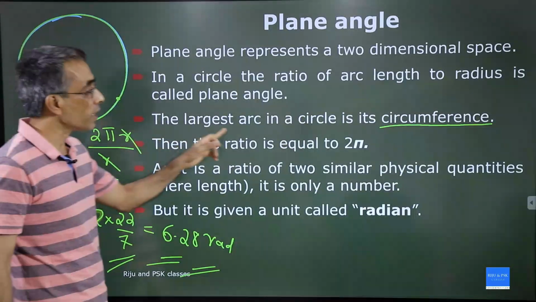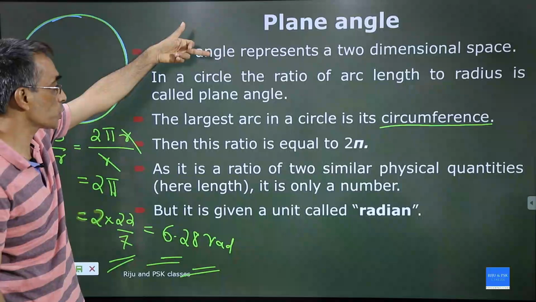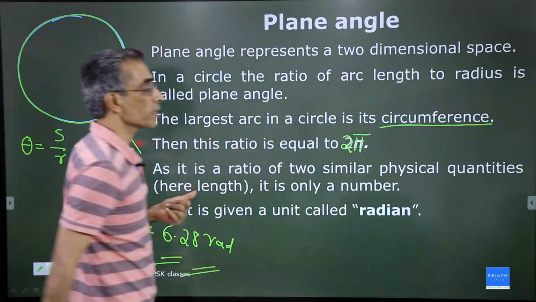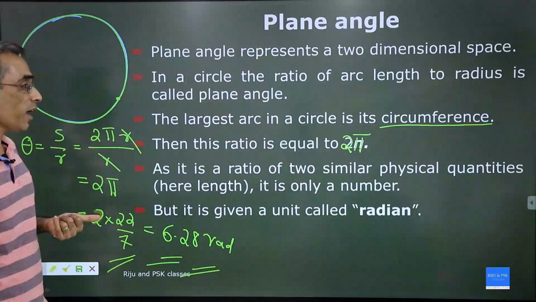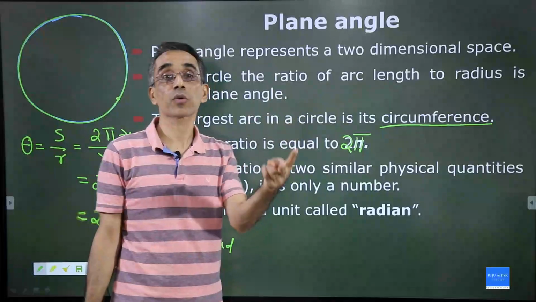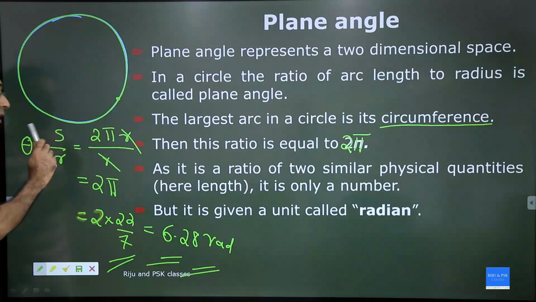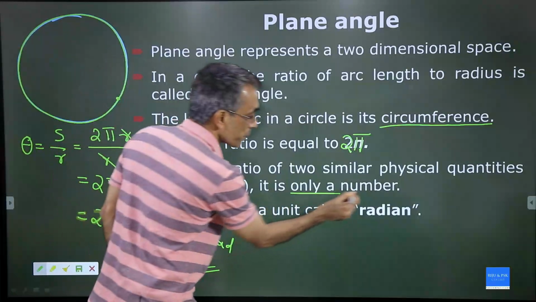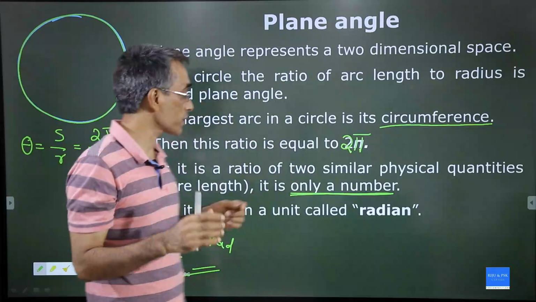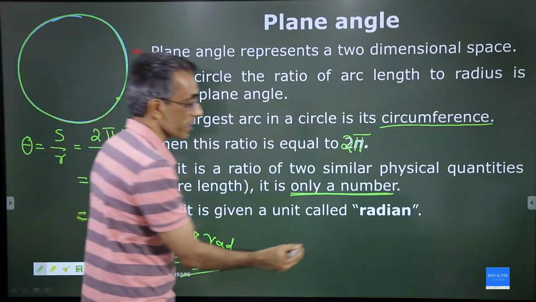That's what I say. The largest arc in a circle is the circumference, then the above ratio will become equal to 2 pi. And again, this is something I discussed last class. It is the ratio of two similar physical quantities. Which are those two similar physical quantities? Length by length. It's only a number. This is for insight. It should be there in your mind. It's only a number, but it is given a unit called radian.